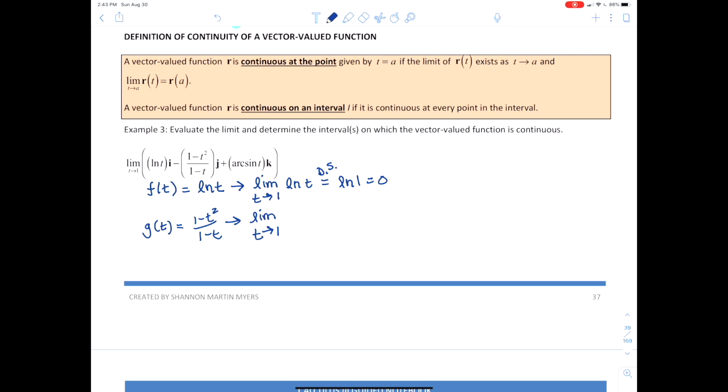So we'll just write it out again, 1 minus t squared over 1 minus t. So here, if we use L'Hopital's rule, because you do get 0 over 0, what's that going to be? It's going to be the limit as t approaches 1 of negative 2t over negative 1, which by direct substitution now, negative 2 times 1 over negative 1, is positive 2.